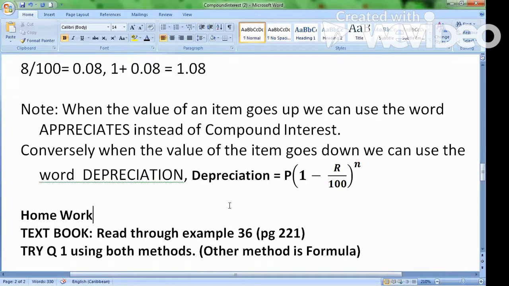Okay, let us do, what time is it? Because we're supposed to finish at 9, and we can squeeze in one question. 5 minutes to 9.